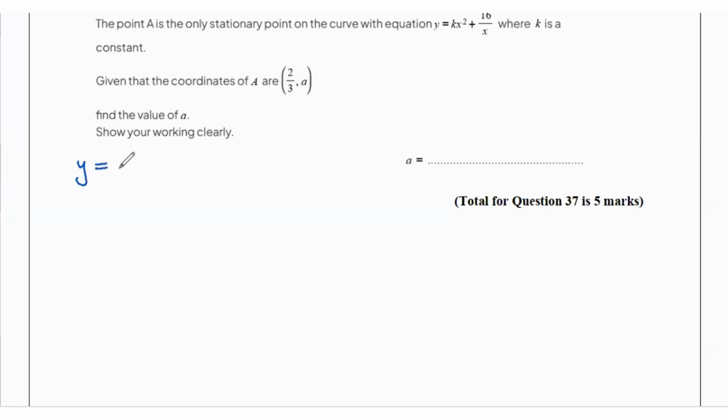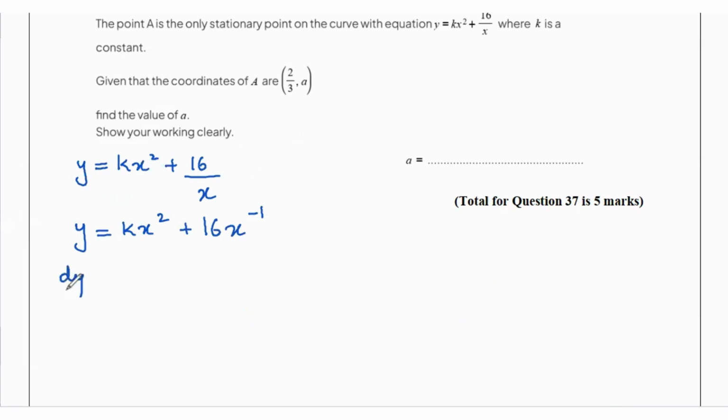So let's begin with differentiating kx squared plus 16 over x. One advice I have for you is when you have a fraction and the variable is in the denominator, bring the variable in the numerator and get rid of the fraction. So 16 over x can be rewritten as 16 times x to the power of -1. Whenever you move a term from the denominator to the numerator or vice versa, the sign of the power changes. If it's positive, it becomes negative.